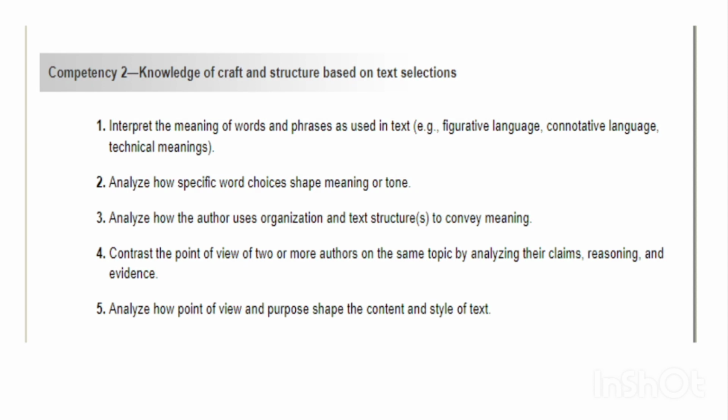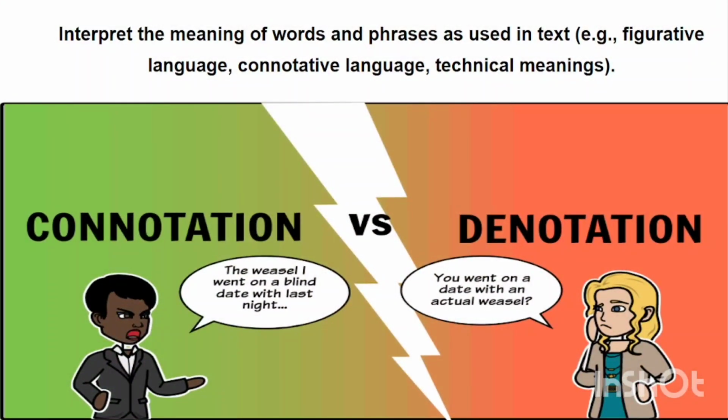Second, you have to know how to analyze how specific word choices shape meaning or tone. Third, you have to know how to analyze how the author uses organization and text structure to convey meaning. Fourth, you have to be able to contrast the point of view of 2 or more authors on the same topic by analyzing their claims, reasoning, and evidence. And fifth, you have to be able to analyze how point of view and purpose shape the content and style of text.